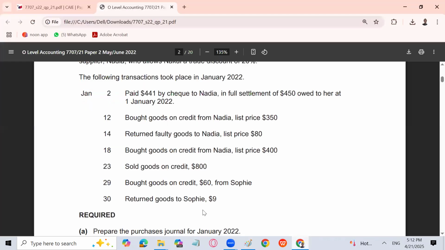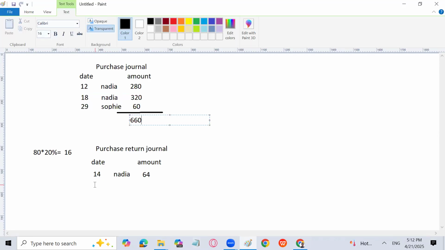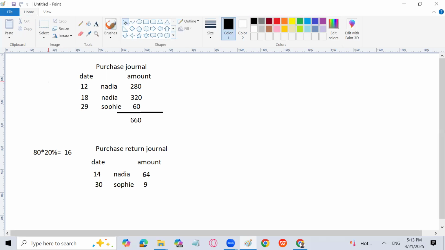Okay, there is another entry for purchase return. Returned goods to Sophie 9, on 30. So I will write here 30, and that is purchase return actually. The name is of Sophie and the amount is 9. So let's go for the total.